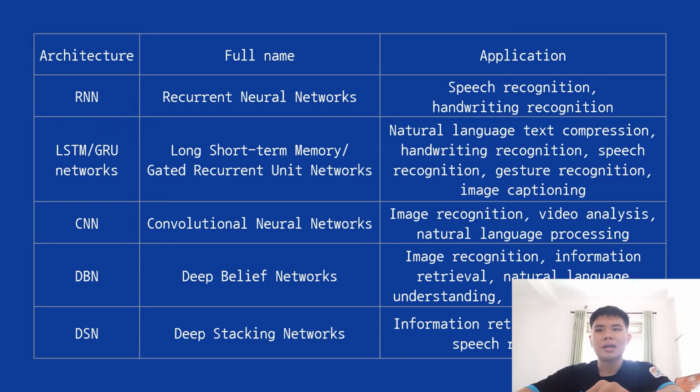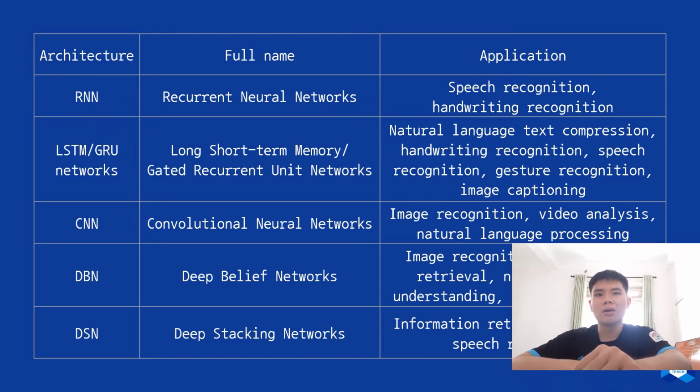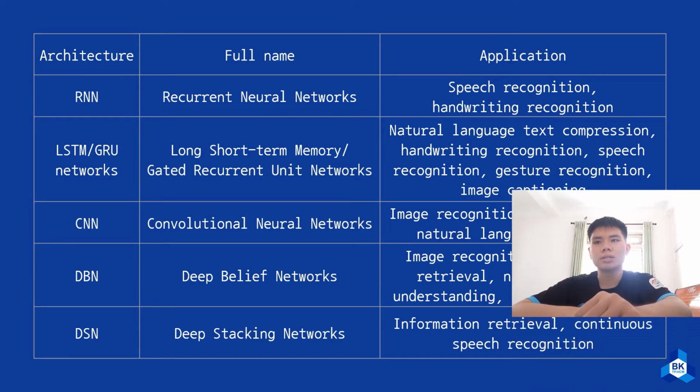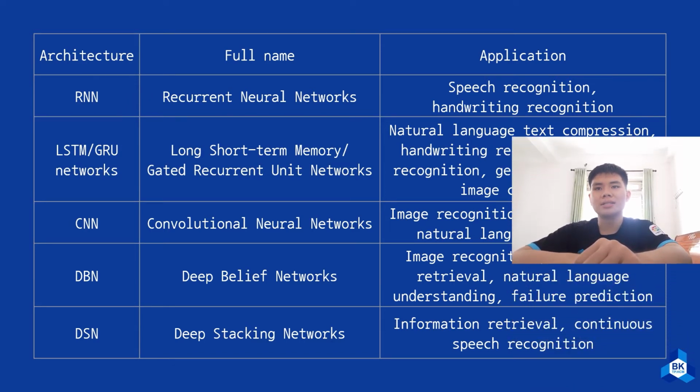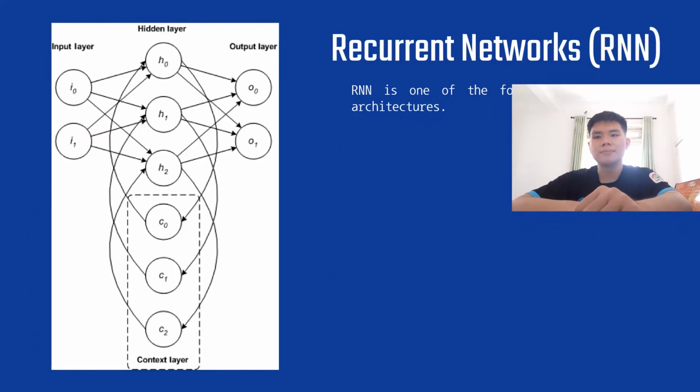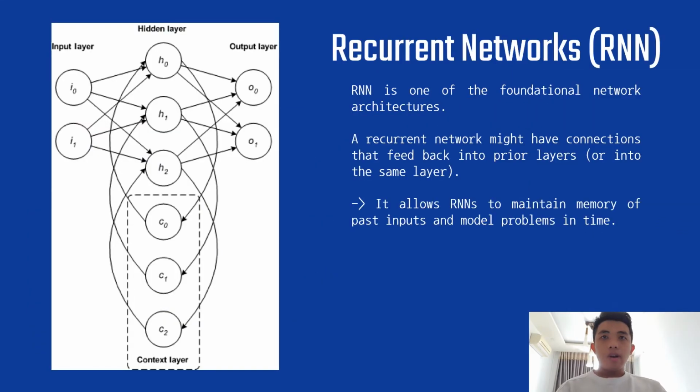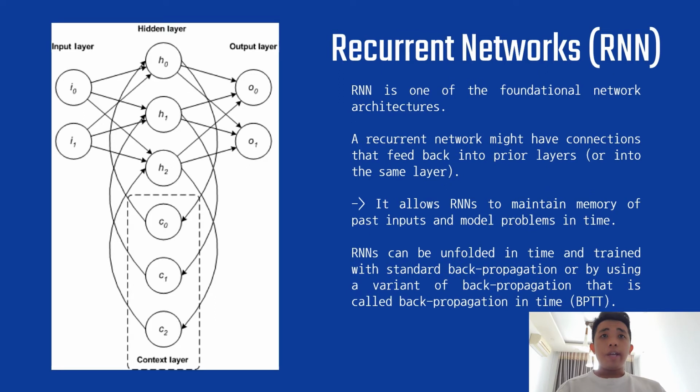In this section, Nhật Hoàng will talk about two typical types, which are RNN, which stands for recurrent networks, and LSTM, which stands for long short-term memory. RNN is one of the foundational network architectures. A recurrent network might have connections that feed back into prior layers or into the same layer. It allows RNNs to maintain memory of past inputs and model problems in time.